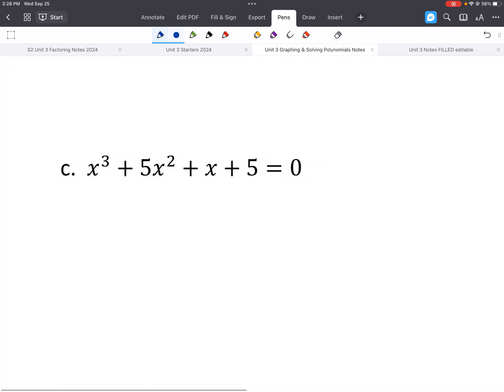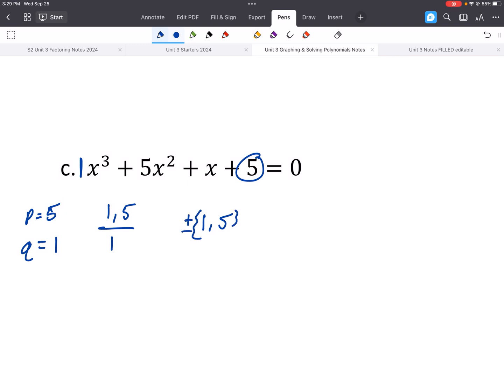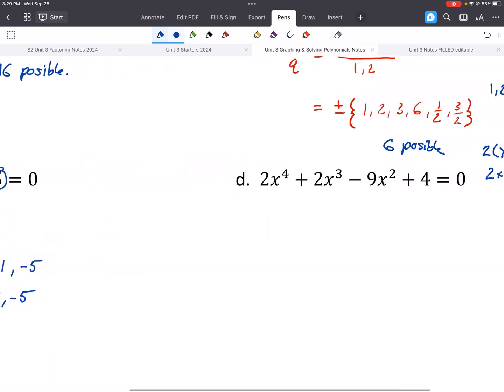So let's try another one. 5. So the factors of 5 would be 1 and 5. And for here, the leading coefficient, q, is 1. So we'd just write 1. So our options are 1 and 5, plus or minus. So again, on your homework, you'd want to write 1, 5, -1, and -5. And the order of these when you type them in doesn't matter. So if you wanted to do 1, -1, 5, -5, that would be fine too. Okay? All right, last example real quick.